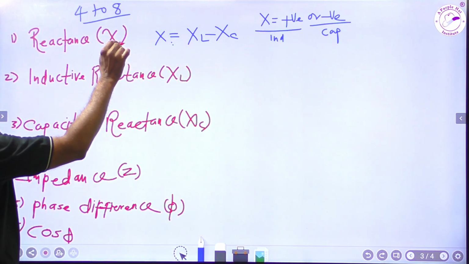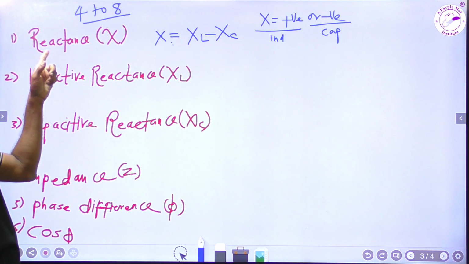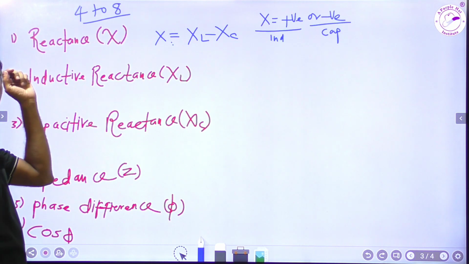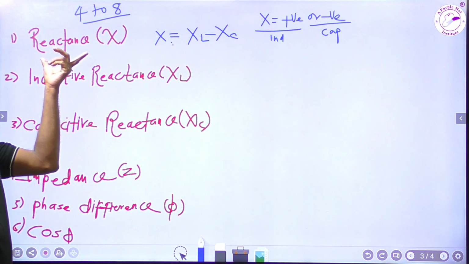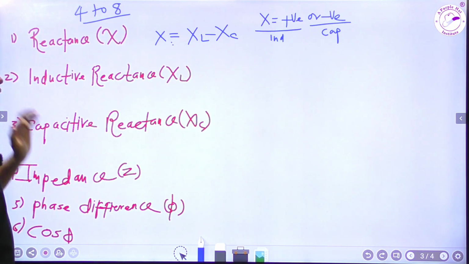Okay, this is about reactance X. It is the opposition offered by the inductive reactance as well as the capacitive reactance in a circuit. Reactance is defined as the opposition offered by the inductor and capacitor in a circuit. Its unit is ohm.